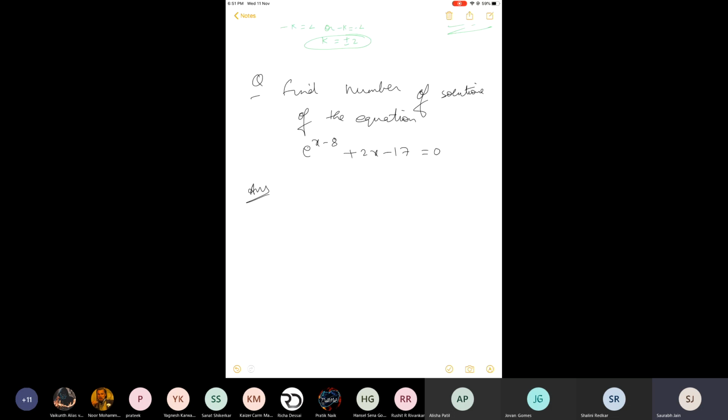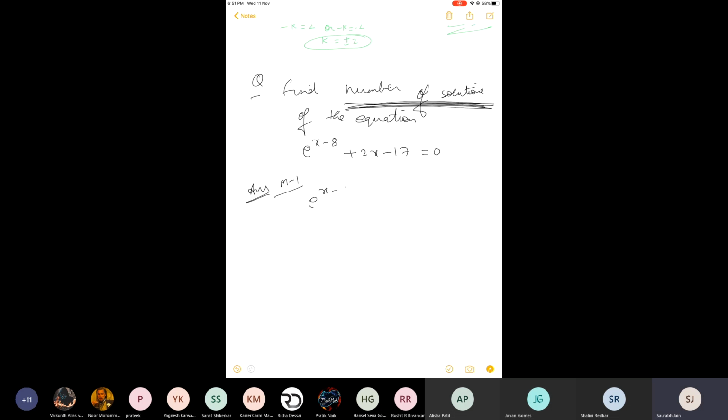For example, if we have to find the number of solutions, they do not want you to solve this equation. You cannot get the value of x. You can only tell how many values of x will satisfy this equation, and that can be done only graphically. So we have two methods.